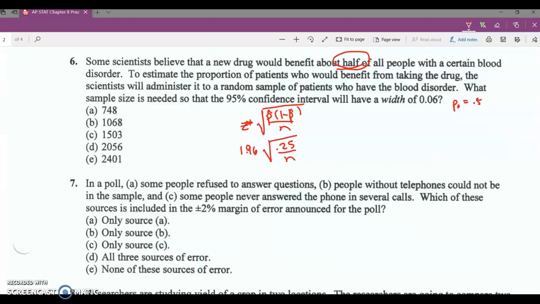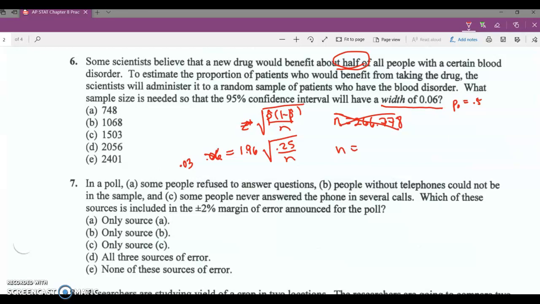I want this to have a width of 0.06. So I'm going to do a little algebra. And you don't need to see that. You could do that work yourself. But I get n equals 266.778. Uh-oh. So that wasn't one of my choices. Oh, I see what I did. The width of the entire interval is 0.06. So this should be 0.03 would be my margin of error. Okay, back to the drawing board with the calculation.